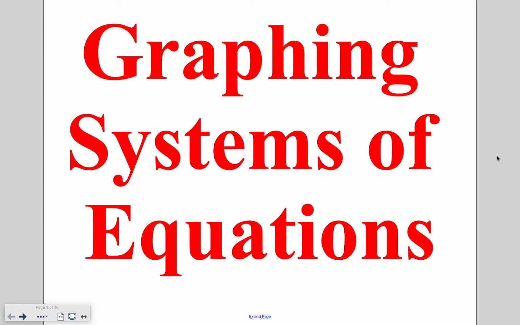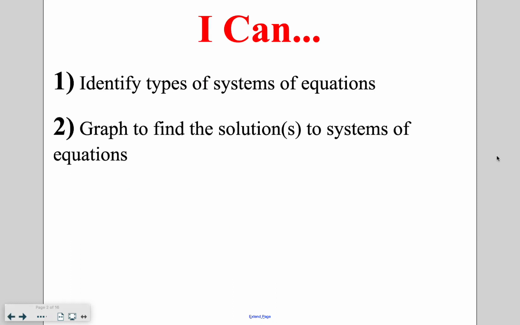Hello class, and welcome to today's algebra lesson, which is about graphing systems of equations. By the end of today's lesson, you will be able to identify the various types of systems by their solutions and graph in order to be able to determine what those solutions are.